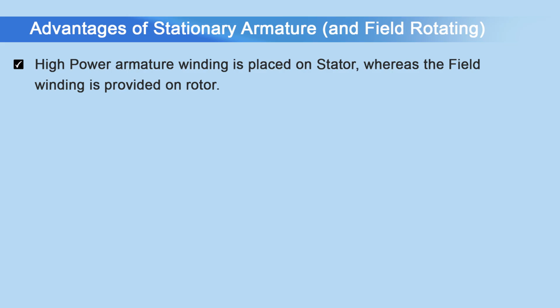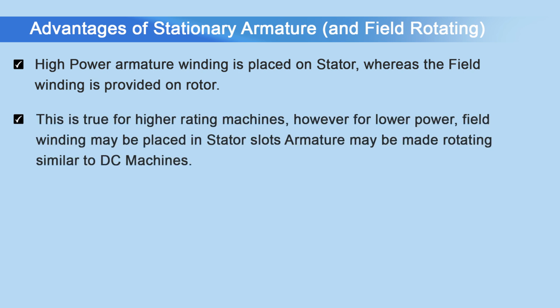So, we were talking about the advantages of stationary armature and the field rotating. When we are talking about the alternator, definitely we have to produce huge amount of power. So, high power armature winding is placed on stator, and the field is made rotating. This is true for machines having higher ratings. However, for a small machine, we may use vice versa. We may provide the field on the stator, and the armature may be kept rotating.